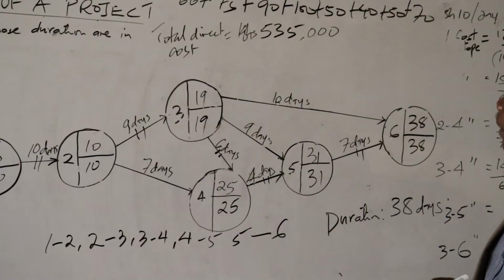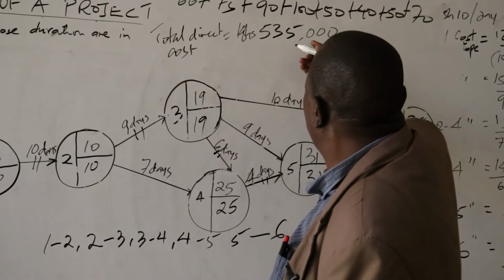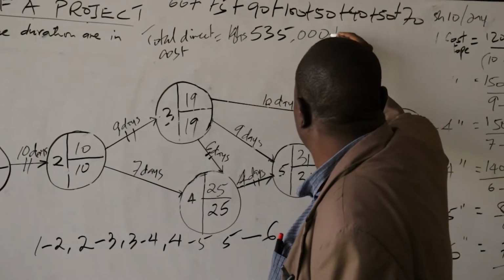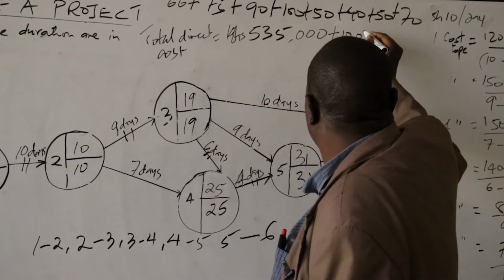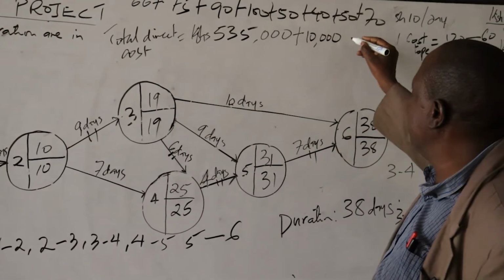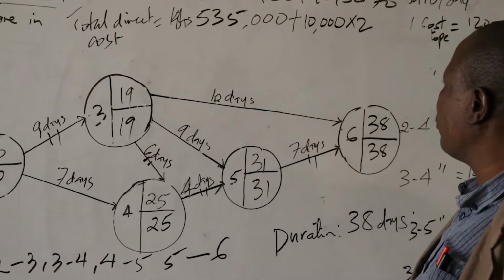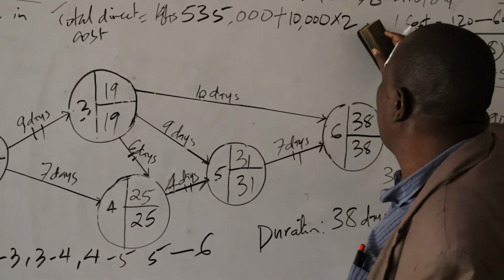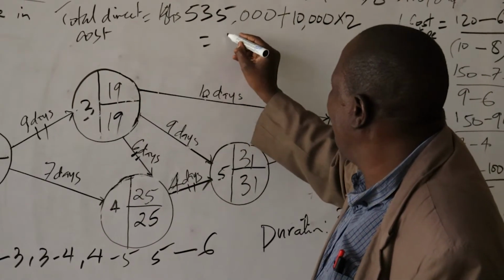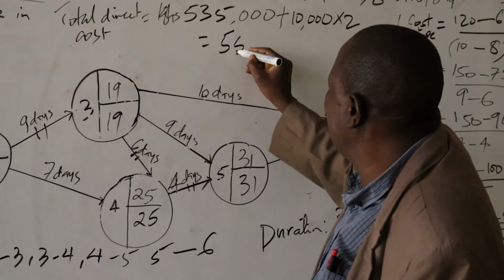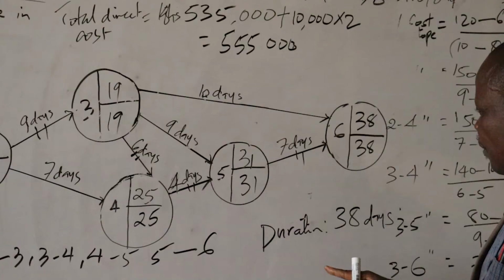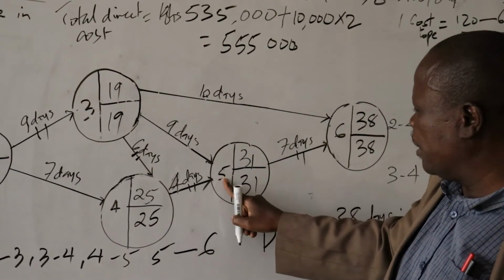Then the next thing is we have to add. Crashing per day was 10,000, but there are 2 days available for crashing of that activity. So it becomes 20,000, and 20,000 plus this becomes 555,000. That is when activity 4 to 5 has been crashed.